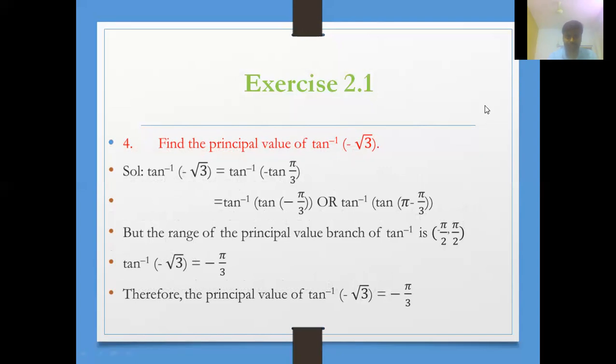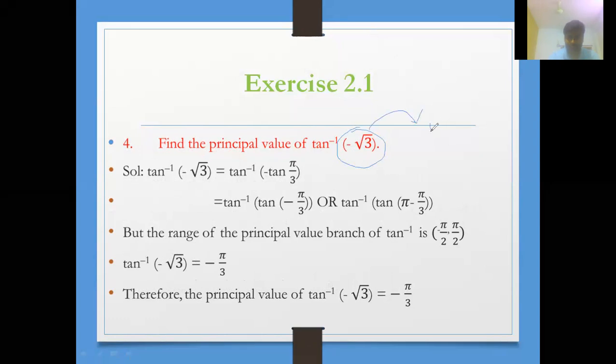If you are given tan inverse of root 3, we would have written the answer directly, correct? So whenever the angle is given as plus root 3, then we can write pi by 3 as the answer, correct or not? Tan 60 is root 3, correct or not? Right? But here minus root 3 is given, correct?